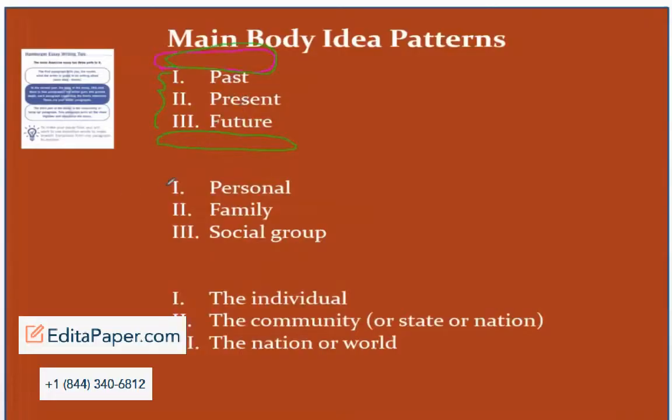We can think in terms of something personal, and then something from the family, and then something from a social group. We can think in terms of an individual, the community, or your whole state, or the whole nation. And if you're doing the nation here, then the third one will be the world. If you're doing the state, the third one would be the nation, because you want to go from smaller to bigger. And we've done the same thing here, from personal, just me, to my family, to my whole social group, from the individual to the community to the nation.